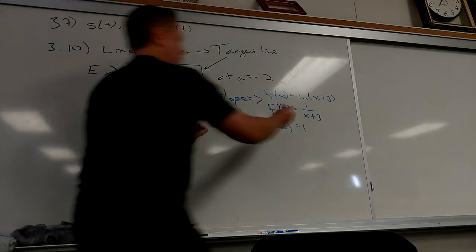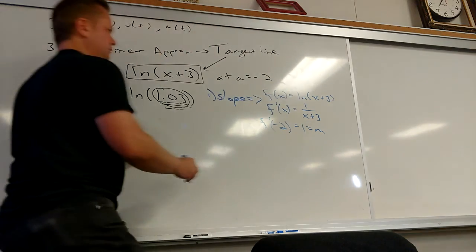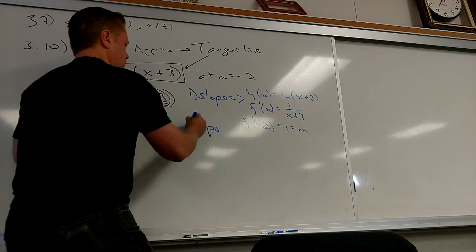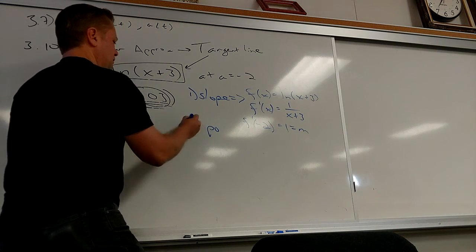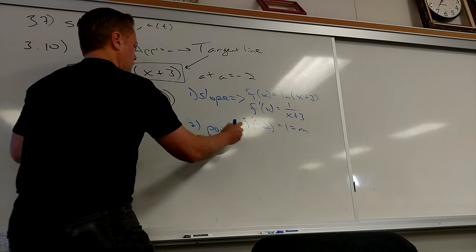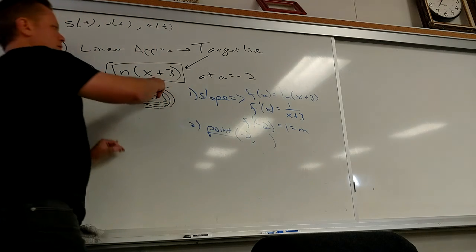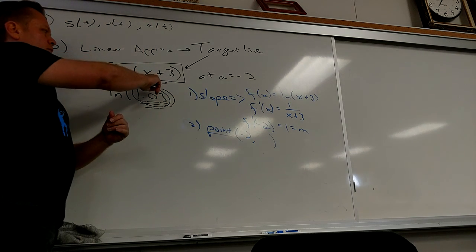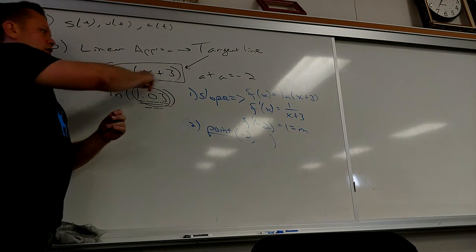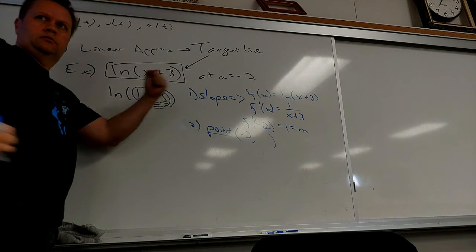So we get the slope. What's the point? Negative 2, comma. What do you get when you plug negative 2 in here? You get the natural log of 1, which is 0.